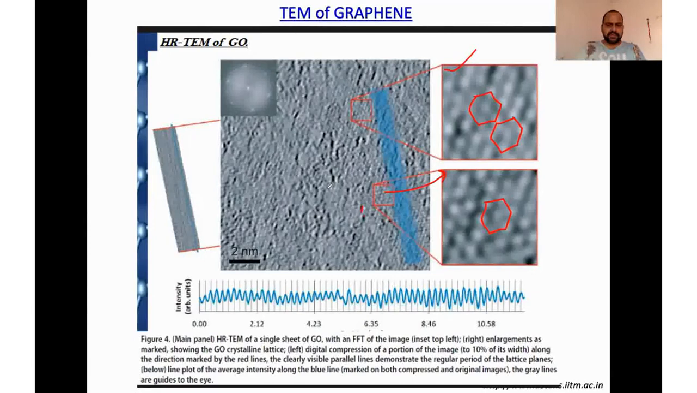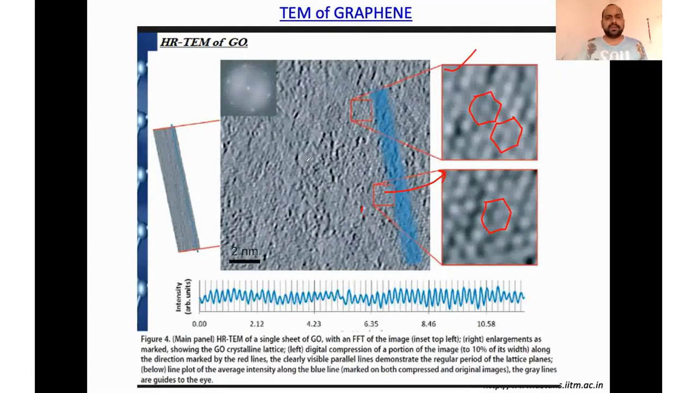Similarly, see here, this is a 3-layer material. You can see the 1 layer, 2 layer and 3 layer. Here again you can see 1 peak, 2 peak, 3 peak, related to the three-layer graphene. So the number of layers can also be identified. So TEM is also a very useful technique for number of layer analysis and crystalline structure analysis.